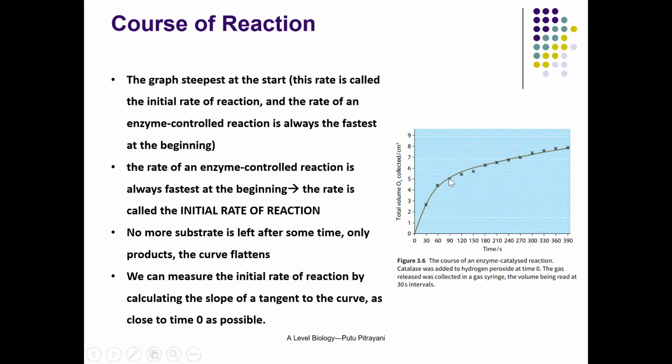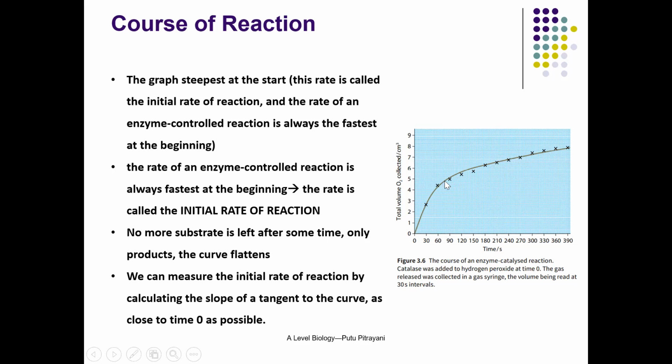Now, after the initial rate of reaction, which is very fast, we can see that the steepness of the graph decreases. Why? Because over time, the amount of substrate present in the solution decreases. The enzyme catalyst breaks down the hydrogen peroxide into oxygen and water, so over time the amount of hydrogen peroxide in the solution decreases. Because the substrate is already low, the speed of the enzyme slows down.